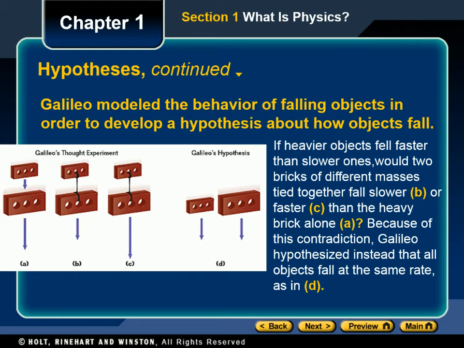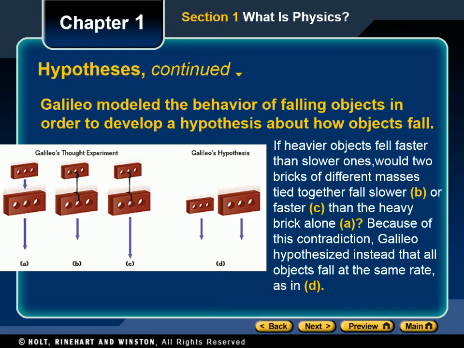At the time of Galileo's work being published on falling objects, which was 1638, scientists believed that a heavy object would fall faster than a light object. Galileo imagined two objects of different masses tied together and released at the same time from the same height, such as the two bricks of different masses shown in Figure 1-7 on page 8 of your text or on the screen now. Suppose the heavier brick falls faster than the lighter brick when they are separate, as in example A.